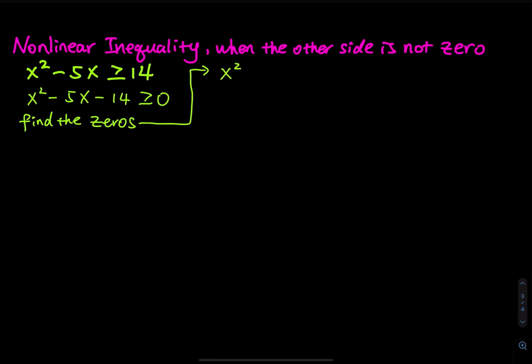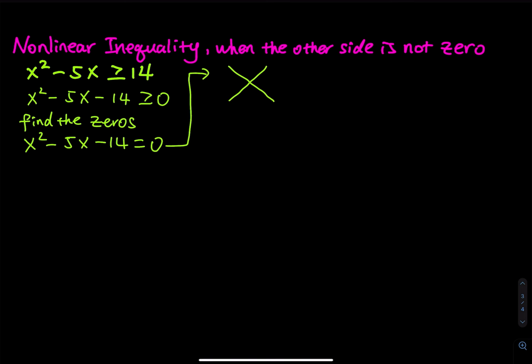So x squared minus 5x minus 14 equals 0, and then I will factor. How do you factor that? I use the diamond method all the time. For the diamond method, I take the leading coefficient 1 times negative 14, so I have a negative 14. And the coefficient of the x is negative 5.